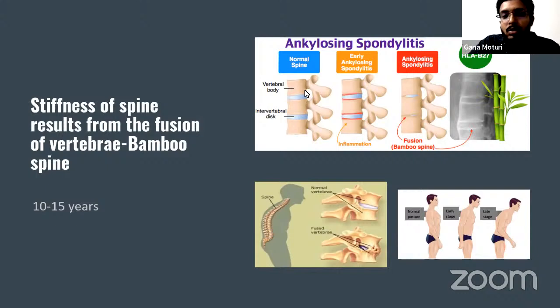The first image shows the normal spine. In early ankylosing spondylitis, you can see the reddish discoloration where the inflammation started in the spine. Further down the course of the disease, after 10 to 15 years, you can see fusion of the spines, which is known as ankylosis. On X-ray this is seen as a bamboo spine, where the spines get fused. After 10 to 15 years of the disease process, the patient's posture can change from normal posture to a kyphotic posture.